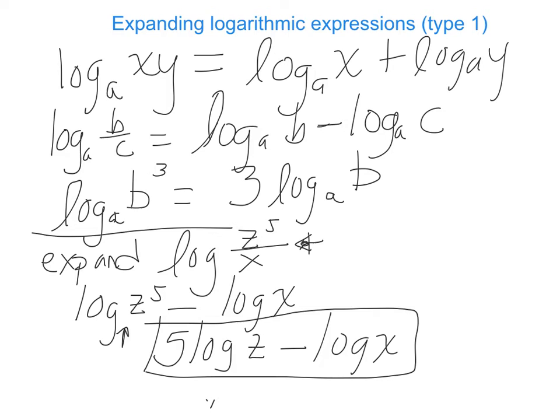Let's try another one. Let's take the log of, that's very similar, y to the cubed times x. So if we're expanding this again, inside the parentheses we have something with an exponent, which we'll deal with in a minute, but we do have multiplication between two items. So we're going to separate that multiplication out.